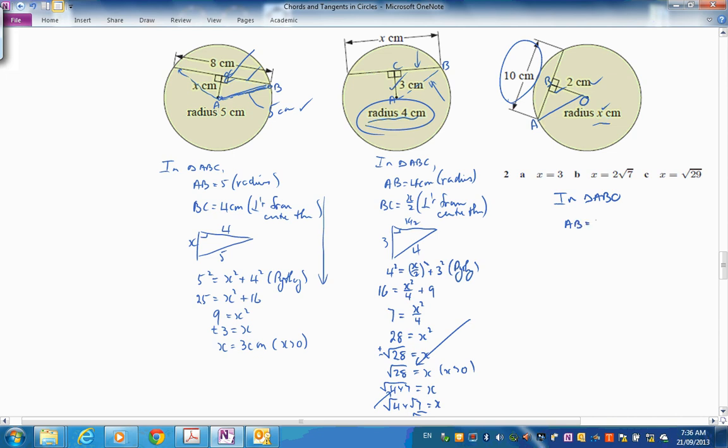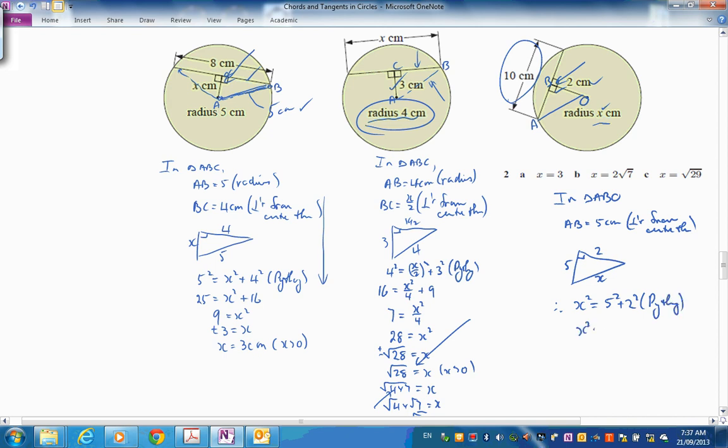AB will be 5 centimetres. Same reason again. The perpendicular from the centre to the chord, the perpendicular from centre theorem, bisects the chord. So therefore we've said that is 5. So let's draw what we've got here. We've got x, we've got 2, and we've got 5. Therefore the square on the hypotenuse equals the sum of the squares on the other two sides by Pythagoras.